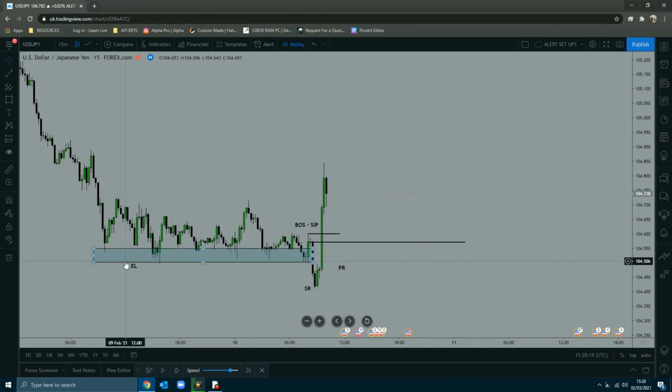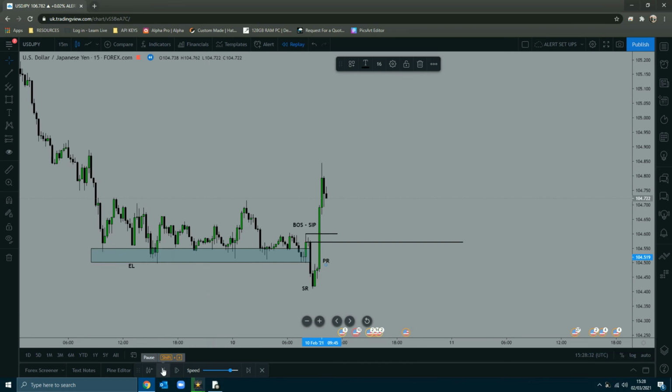So you've had the equal lows, you had the stop run, you had the price rejection, which took place during here, and then you've had your breaker structure or your structure inversion point right there. Okay, so all you're looking for then is a retracement. Once you get your retracement, you're then looking for your targets, right?